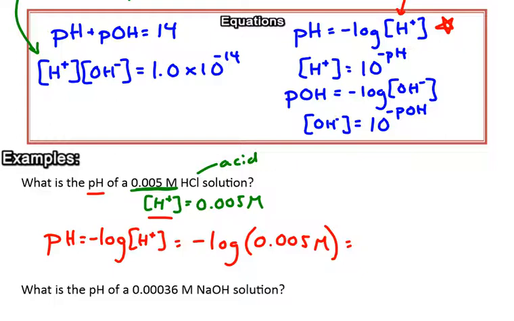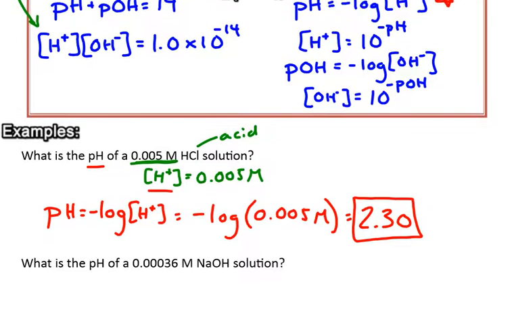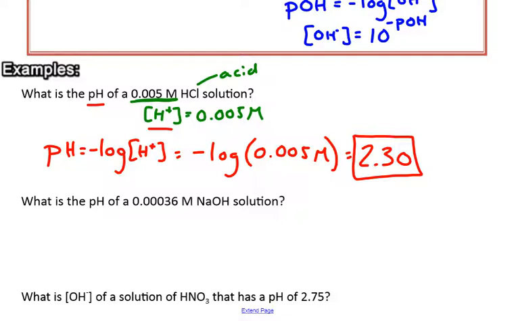Negative log of that. Please try to do this on your calculator. With pH, we try to write 2 digits past the decimal place if possible. So that's a pH of 2.3, which is about RC Cola, actually. Okay? Take a look at the next one. And if this is going too fast, we can just pause the video.